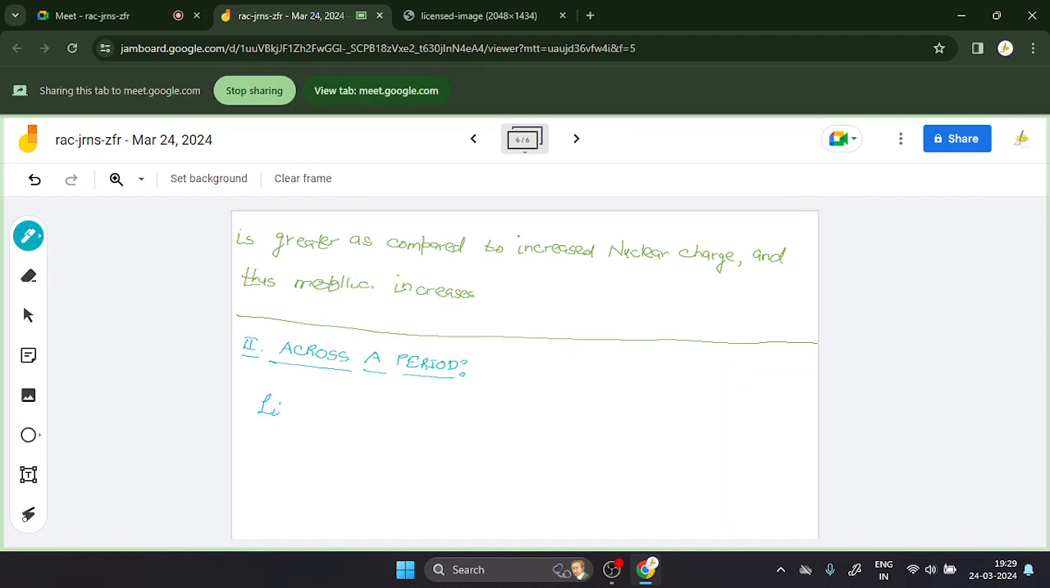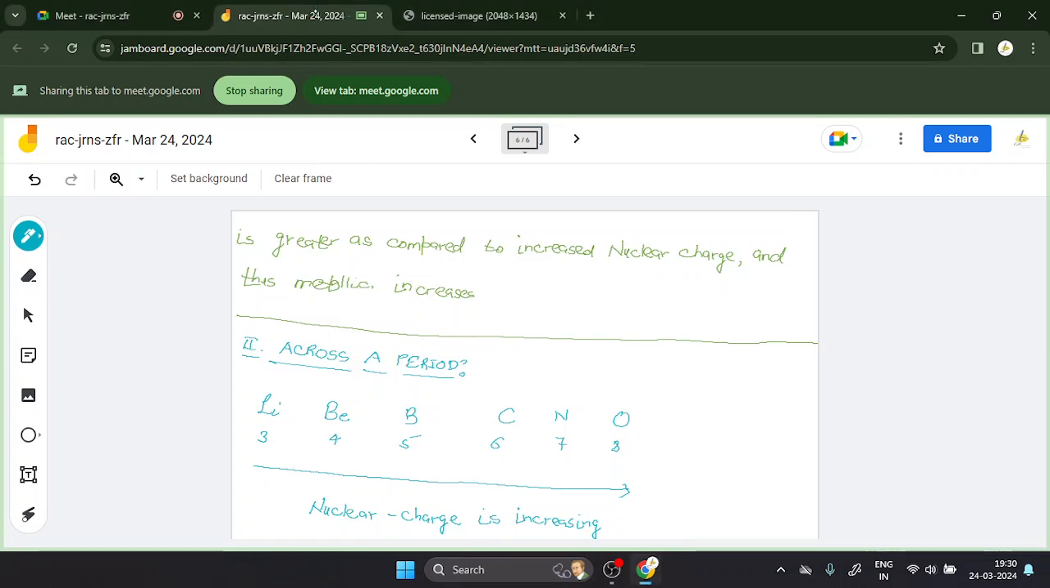So the atomic number 3 is lithium, 4 is beryllium, 5 is boron, 6 is carbon, 7 is nitrogen, 8 is oxygen, like this. So what is happening? Atomic number is increasing, which means nuclear charge is increasing. Clear? Is it fine now to you? So what happens when nuclear charge increases? Tell me.